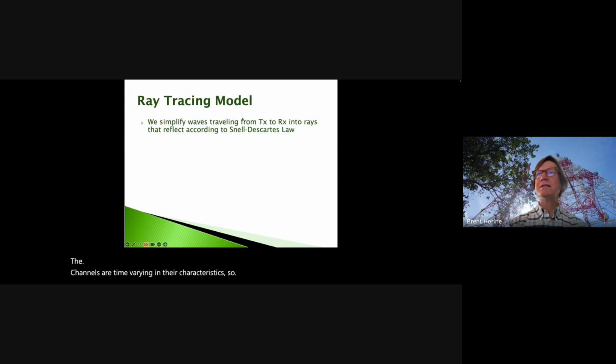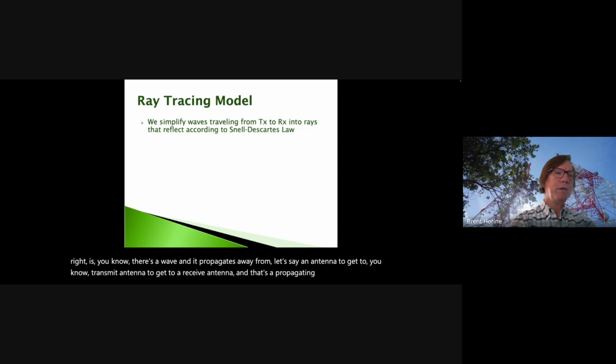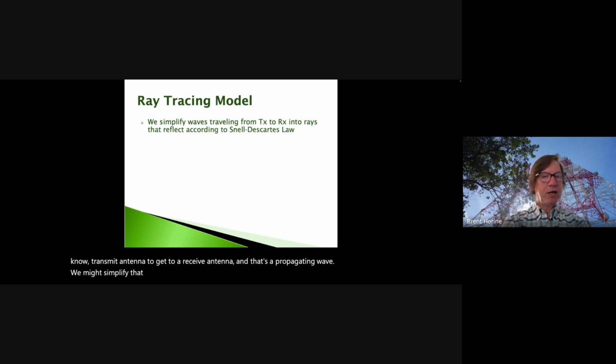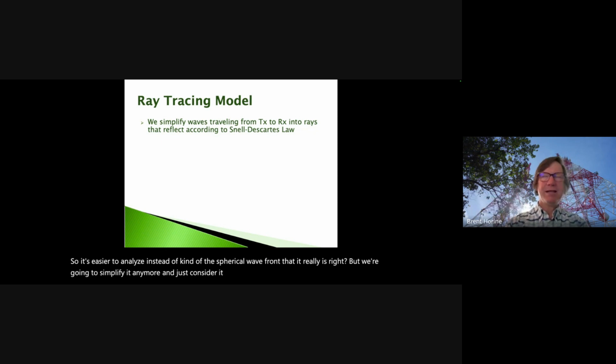So we're going to simplify waves, right? We know from the applied electromagnetics course, I think 311, there's a wave, and it propagates away from, let's say, a transmit antenna to get to a receive antenna, and that's a propagating wave. We might simplify that to a plane wave front, so it's easier to analyze instead of the spherical wave front that it really is, right? But we're going to simplify it even more and just consider it a ray, right? That we can draw using our vector mathematics and graphics. So we're going to simplify those.